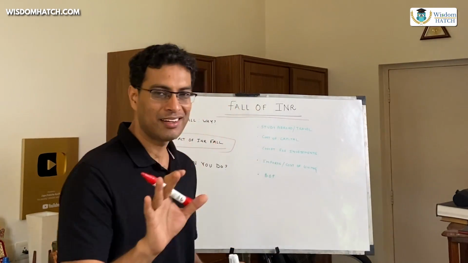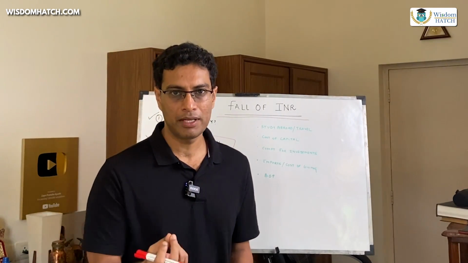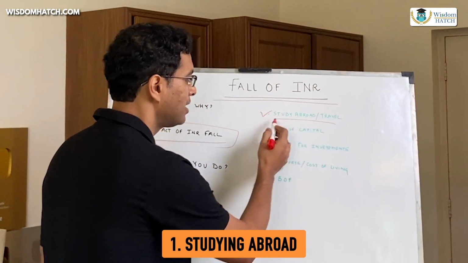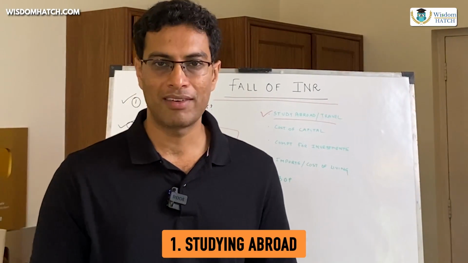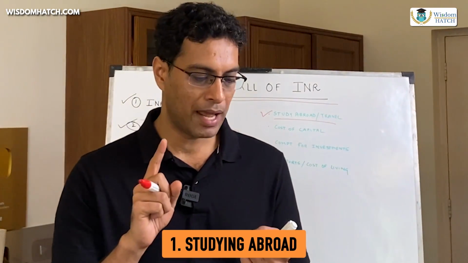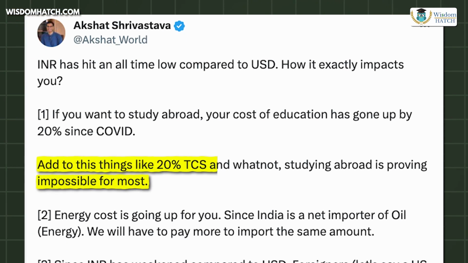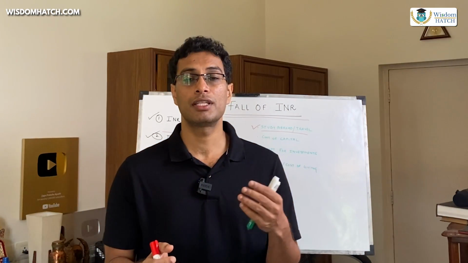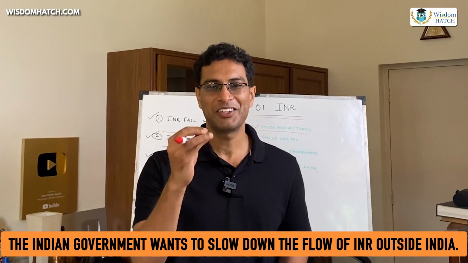Okay, so let us begin and let me help you understand in very easy language 4-5 key points that is going to happen due to fall of INR. Number 1 key point which is very easy to understand is the study abroad. And अगर आप बाहर travel करते हो, then the cost of traveling abroad is going up. If you are planning to study abroad, it is going to go up. In fact, TCS भी लग गया है, right? In terms of travel, कि आपको 20% TCS is collected. Why? Because the Indian government wants to slow down the flow of INR outside India. This is a very important point you need to understand.